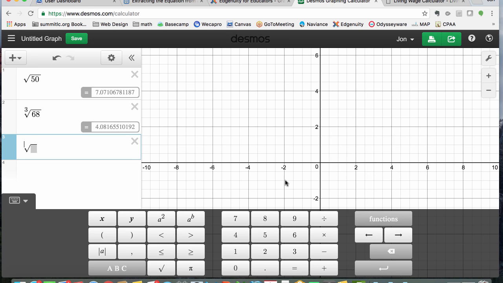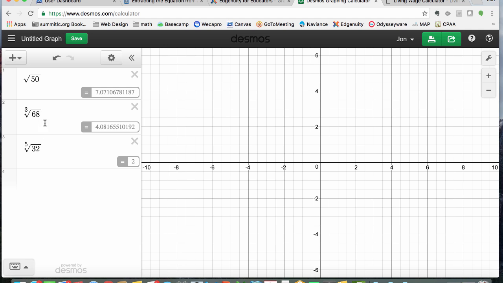We can do any root here. So let me do the fifth root of 32. Well, that's a nice even one, right? Because the fifth root of 32 is 2, because 2 to the fifth power is 32. So there we go. So I have a way to calculate any nth roots.